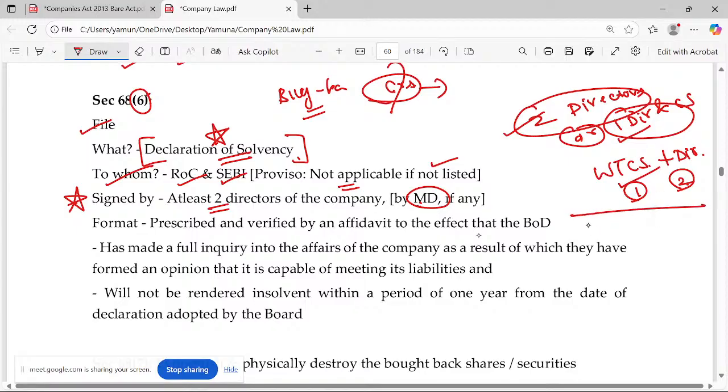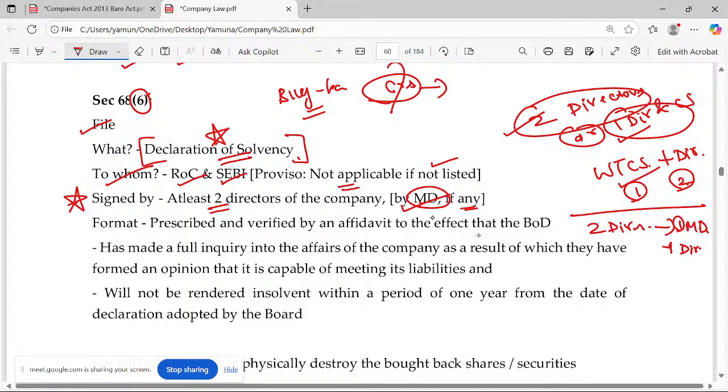Now apply the same provision. They say two directors, which means if my company has a managing director, then the managing director is the mandatory person to sign on it, and any other one director, who will be authorized by a board resolution. So if there is a managing director, then the managing director signs.